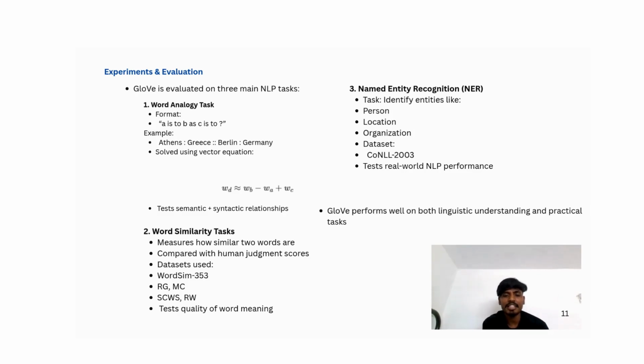Additionally, named entity recognition is used to test real-world applications such as identifying names, places, and organizations in text. So, overall, these evaluations together ensure that GloVe is not only theoretical but also practically used in real-world NLP tasks.